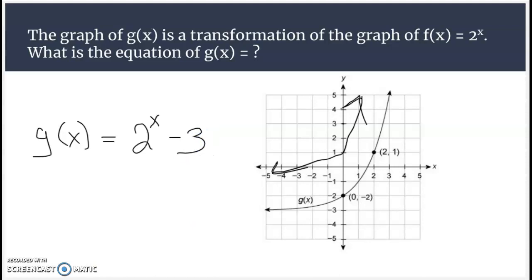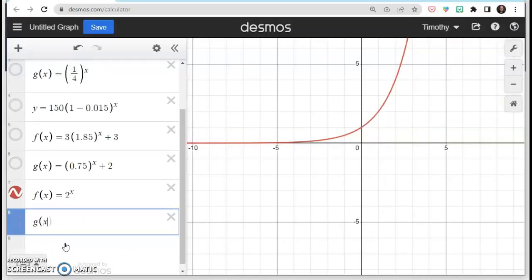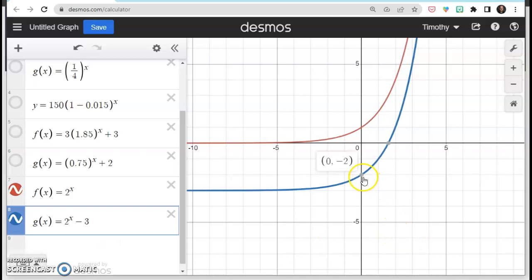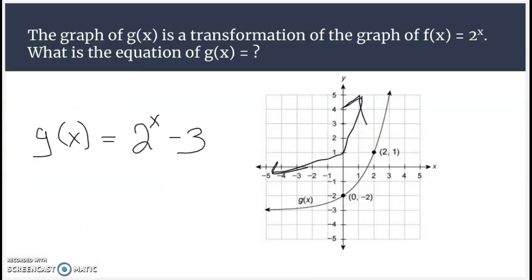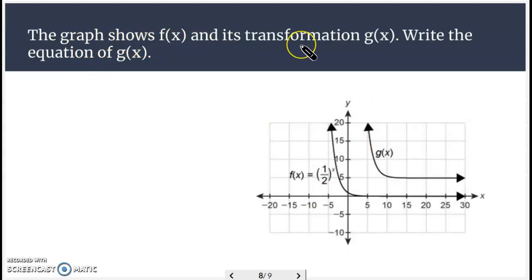We can verify that on Desmos. 2 to the power of x, and then minus 3. Yep, there it is. See where it crossed down here? There you go. You can always verify these on Desmos. All right, so look at another one here. Graphs are given. The graph shows f of x and its transformation. Write the equation of g of x.